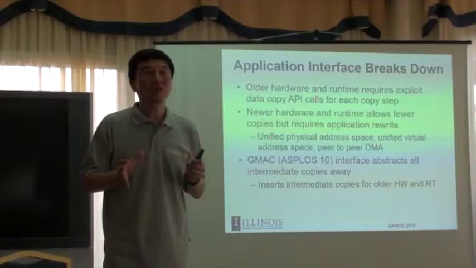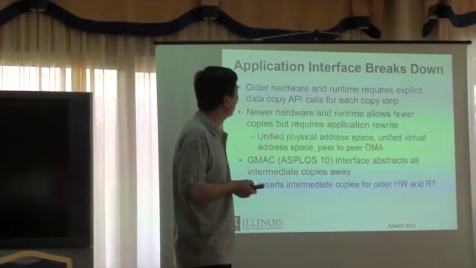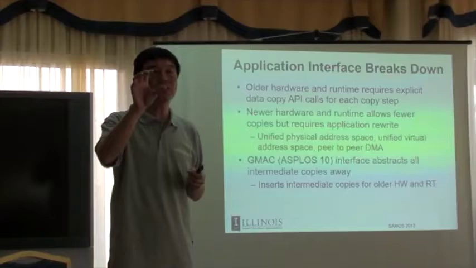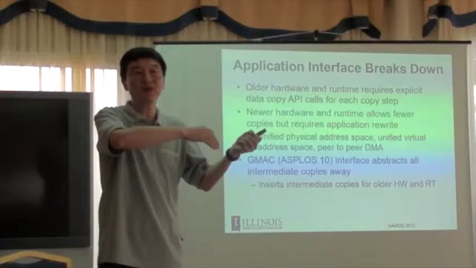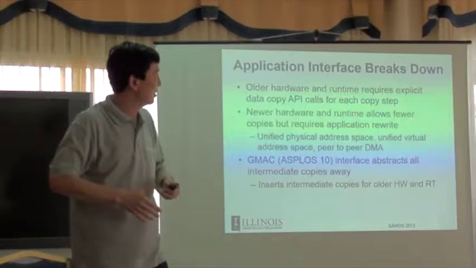The older hardware and runtime requires explicit data API calls for each copy step. So you will actually see in the user code that there's some kind of MPI message, and then you have the explicit copy into a more CUDA type of buffer, and then you see the pin memory kind of situation, and then you send data out. And newer hardware runtime allows for fewer copies.